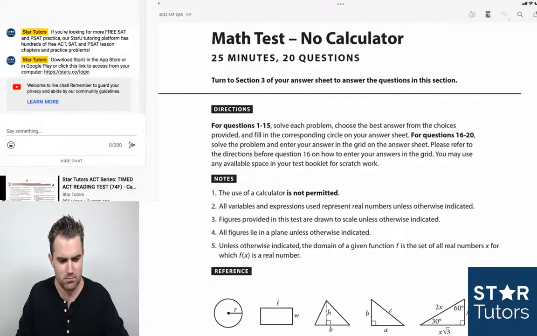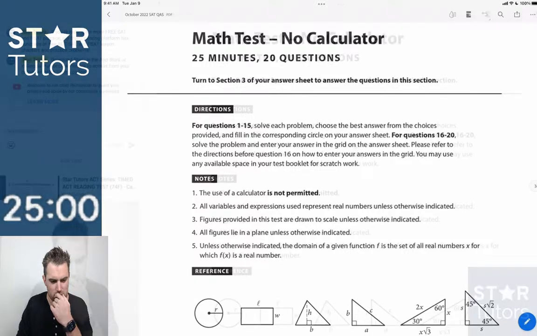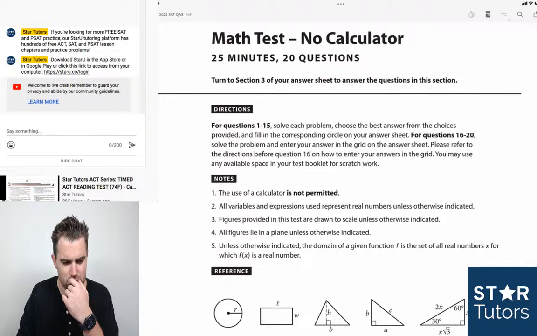Sorry guys, I'm just trying to figure out so I can add this timer real quick. Add the chat. I don't know if I can add the chat.